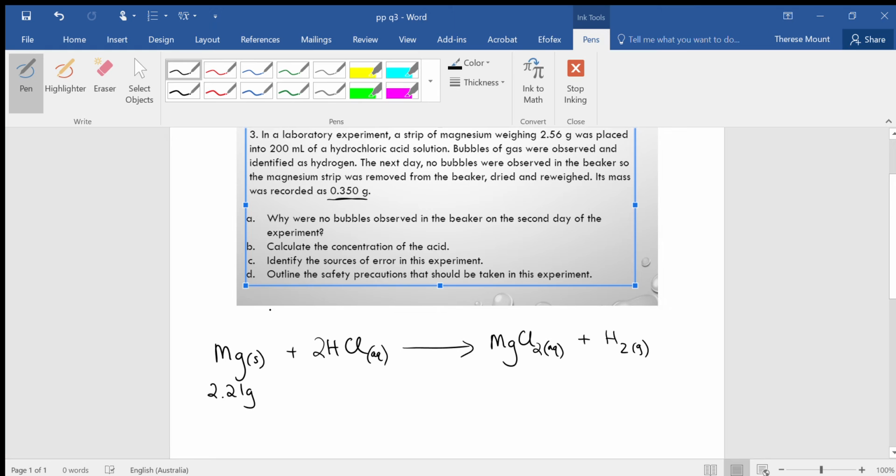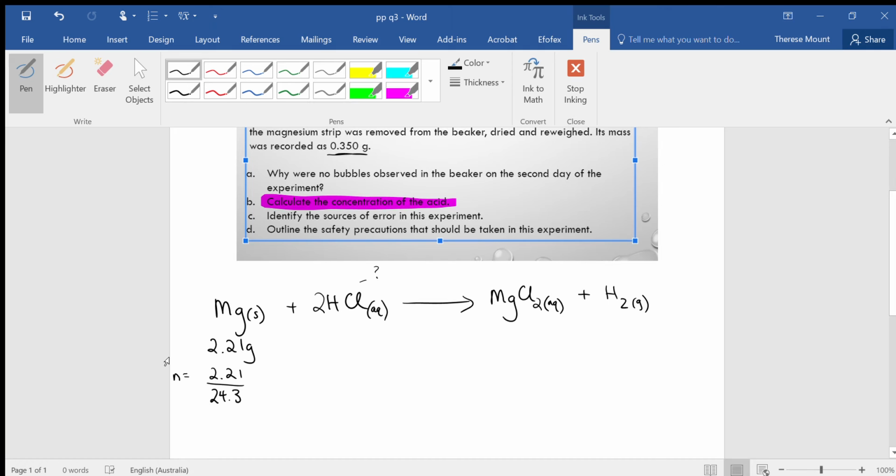Okay, but the question's asking me what the concentration of the acid is. So this is what we want information about. So I've got a gram value here, and for me to use my formula at all, I need to convert to moles, because this equation shows me a molar ratio. So 2.21 divided by the molar mass of magnesium, which is 24.3. So the amount of moles of magnesium reacting is 0.09 moles. So that's how much is reacting.